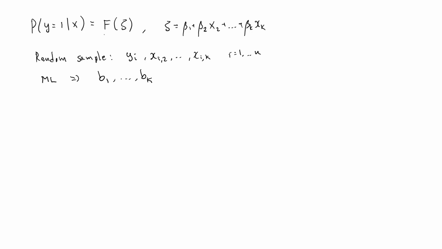Depending on the choice of f, we also call them logit estimates if f has a particular form, and probit estimates if f has another particular form. The only thing we require on f is that it should have as a domain all of the real numbers, and as its range should be 0 to 1.